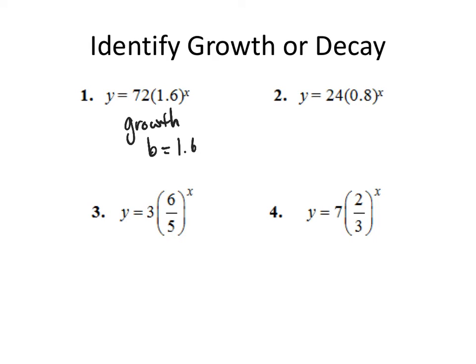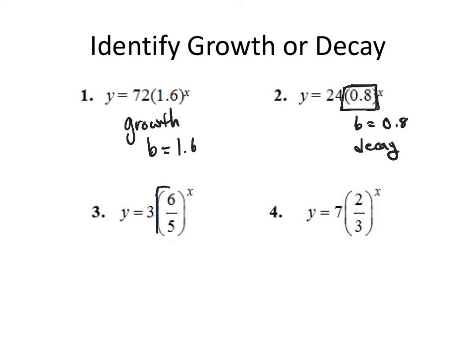In this question, the only number that we're focused on is this b. b is 0.8, and so that is decay because it's less than 1. So if we want a number to increase, it's got to be bigger than 1. If we want it to go down, we're going to multiply it by a number less than 1. Think about it as marking something up or marking something down. If you want the value to go down, you need to multiply it by something smaller.